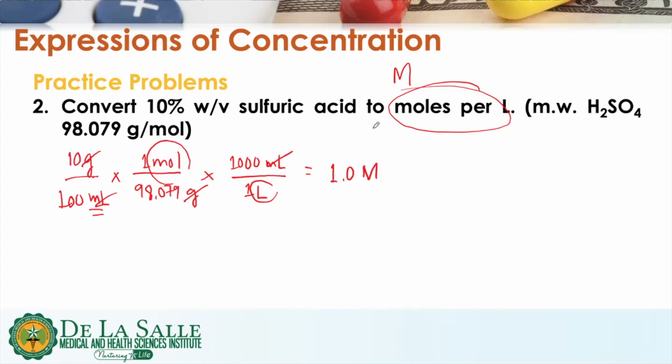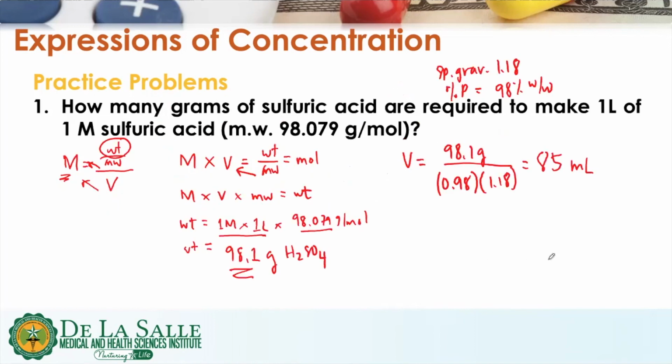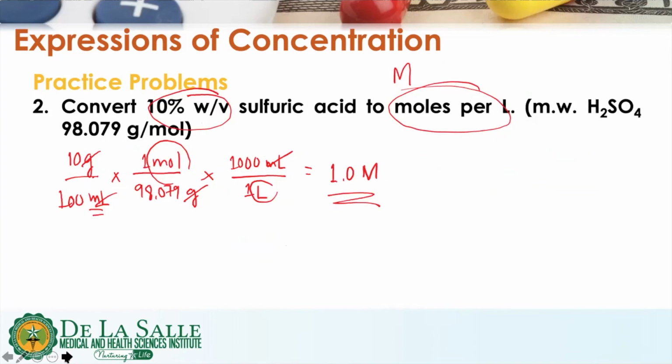Now notice that 10% weight in volume sulfuric acid is approximately equal to 1 molar sulfuric acid. In the previous slide, we determined that to be able to prepare 1 liter of 1 molar sulfuric acid, we need to have 85 milliliters of the concentrated acid. Recall that in the previous section, we also determined the amount in weight and in volume of sulfuric acid required to make 1 liter of 10% weight in volume solution. And it's the same.